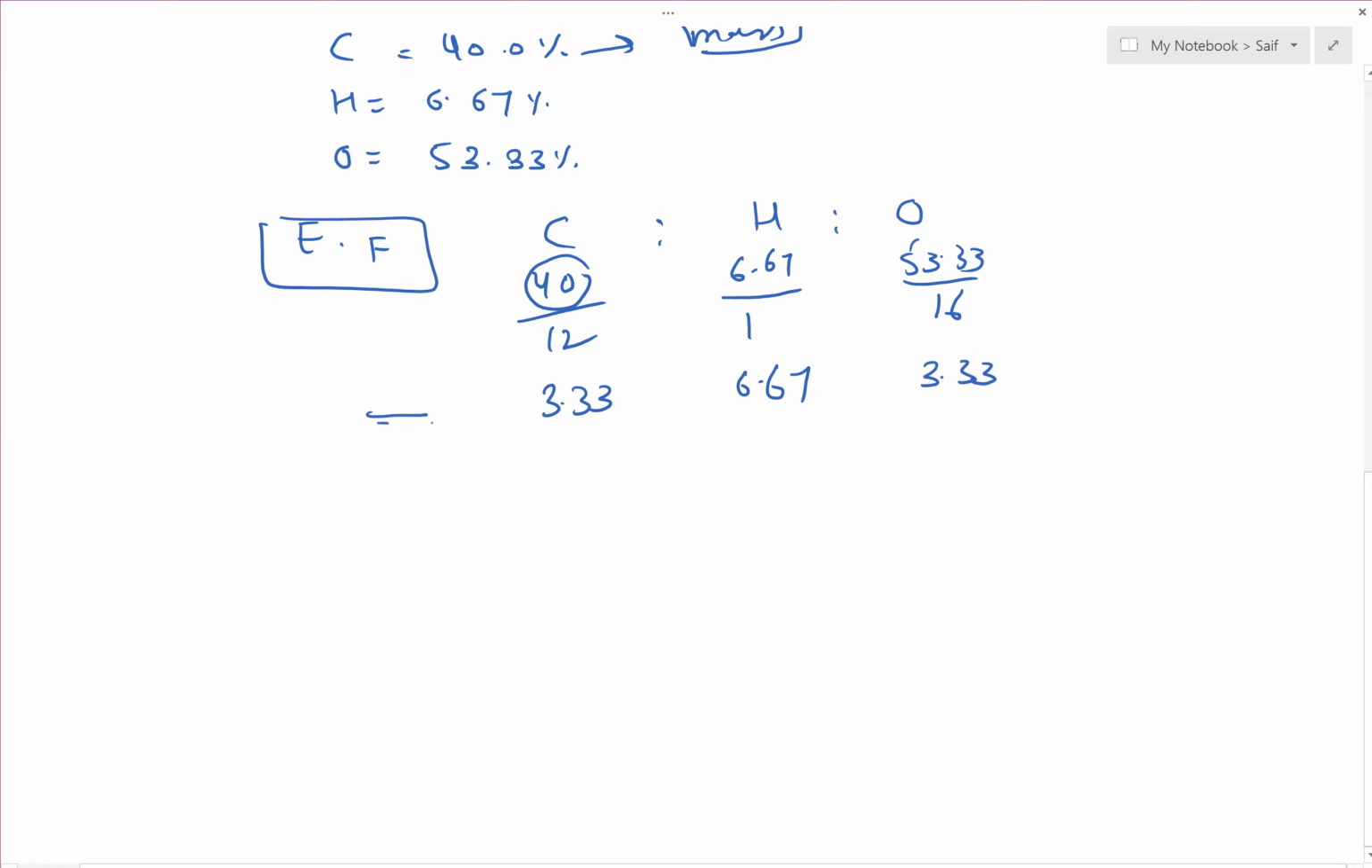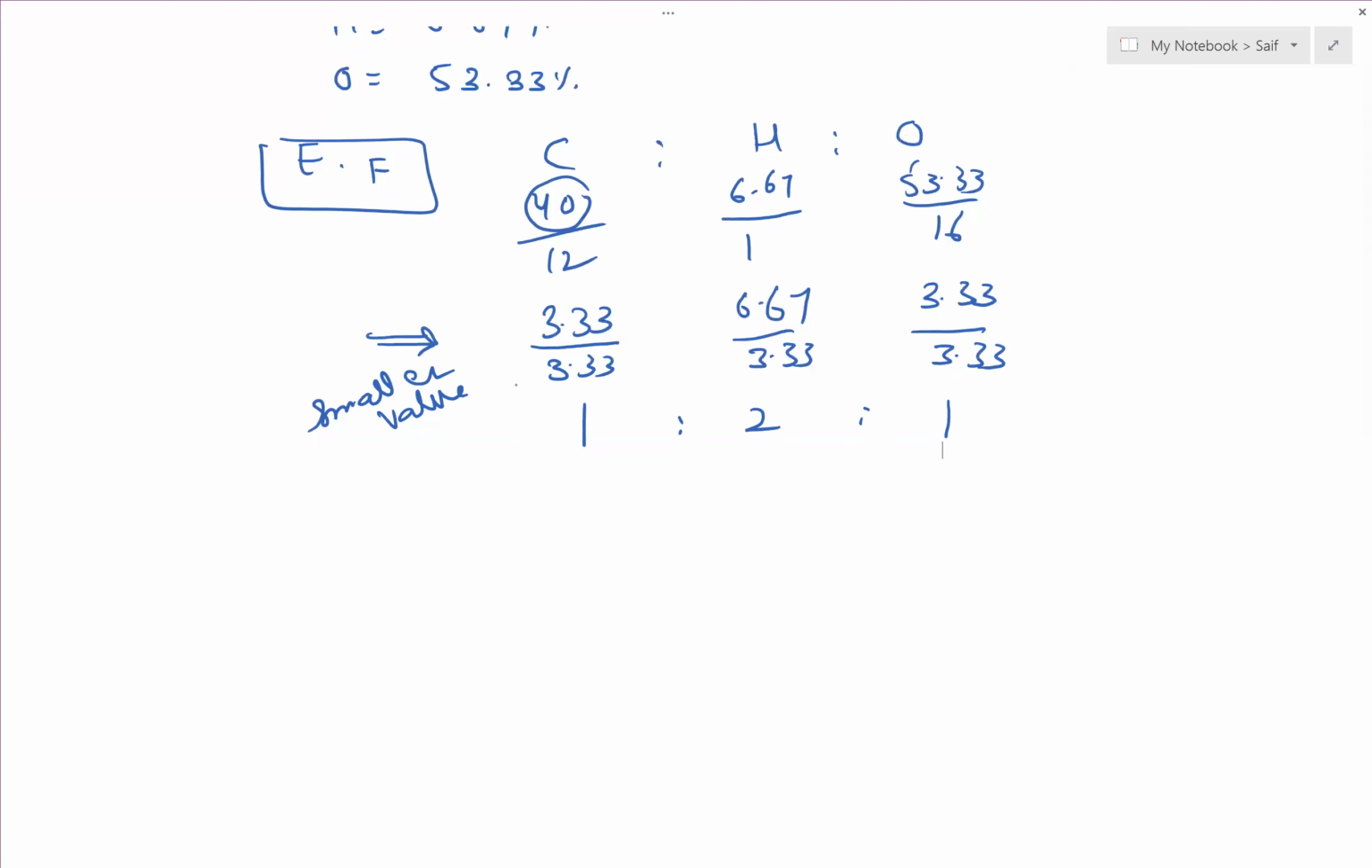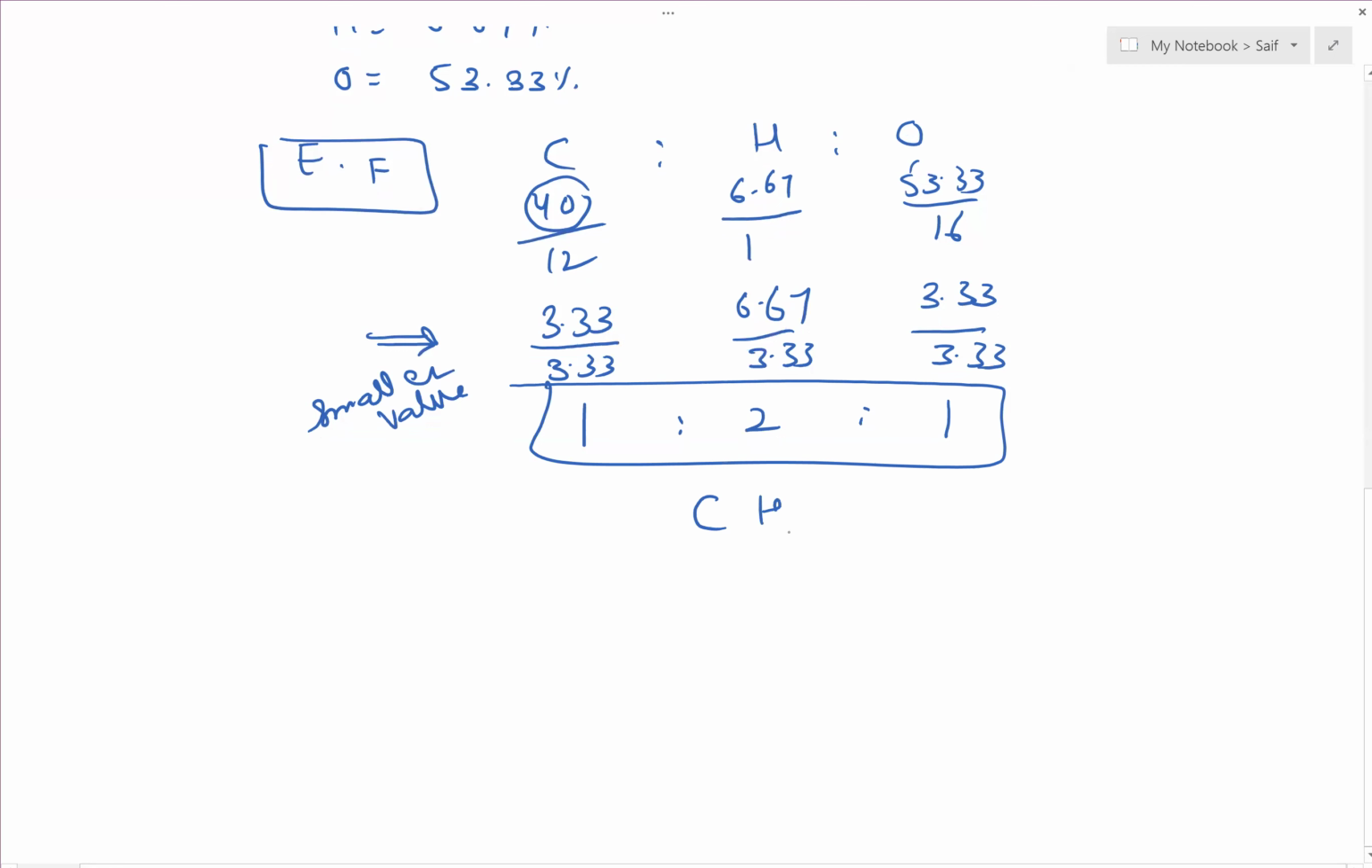Now the next step you are going to do is look at the smaller value. The smaller value is 3.33, so divide all the values by it. That means you will get 1, 2, and 1. You got a ratio of 1 to 2 to 1, which means your formula will be CH2O. This will be called your empirical formula.